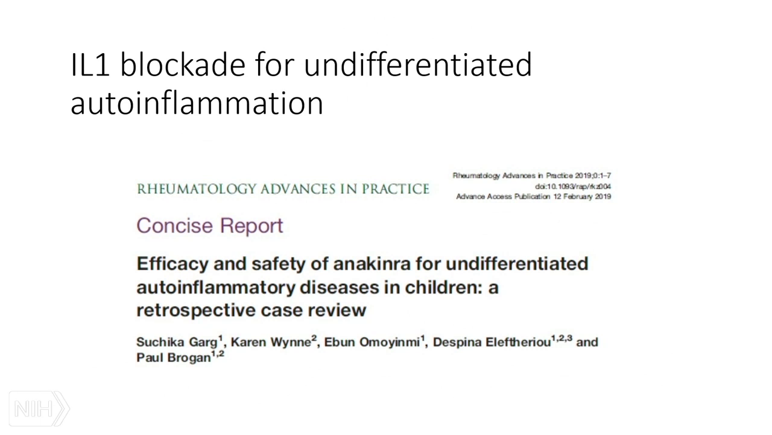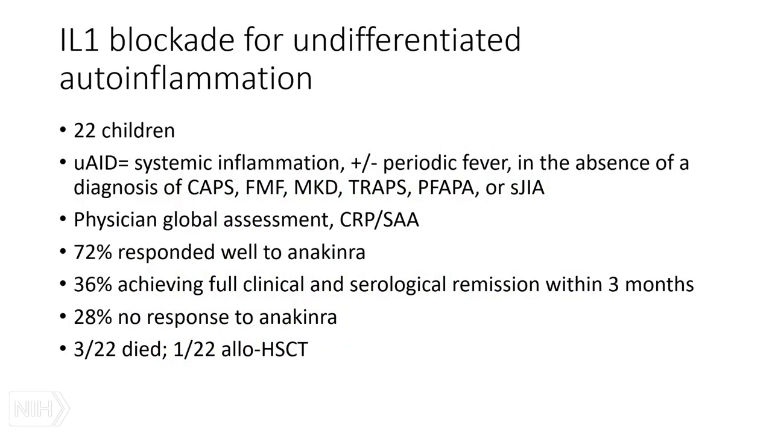Let's think about IL-1 blockade for undifferentiated autoinflammation. So here's some data from our unit. It was published this year. We took 22 children and we provided a pragmatic definition. What did we mean by undifferentiated autoinflammation? Well, it was those patients who were in a bit of trouble with inflammation, who did not have CAPS, FMF, MKD, TRAPS, PFAPA or systemic JIA.